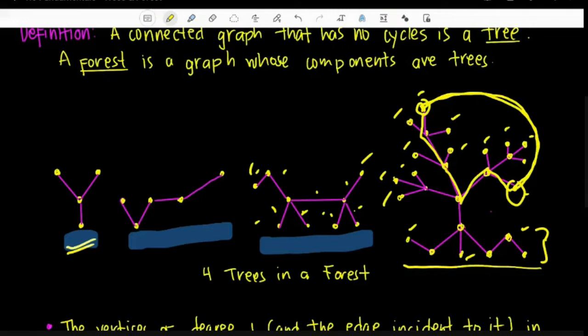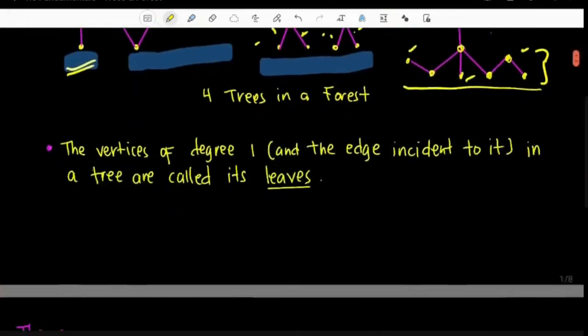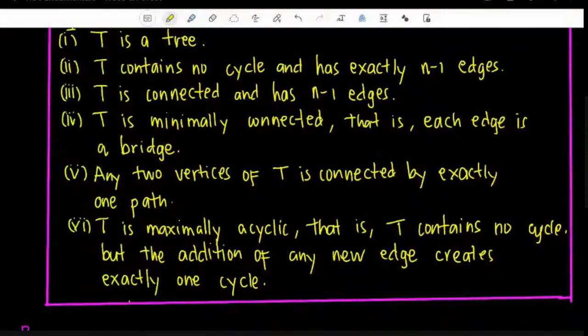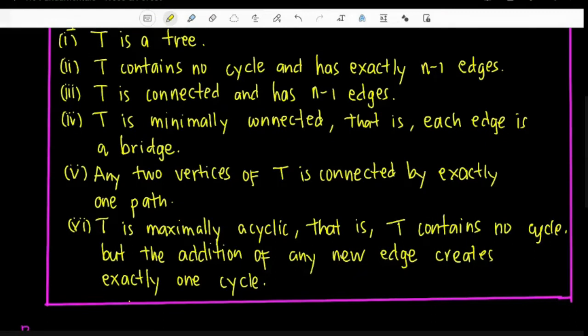Every time you add one edge, you create a cycle. So it's maximally acyclic. It contains no cycle, but any addition of a new edge will no longer make it acyclic. Acyclic means it has no cycle. So it's maximal already.